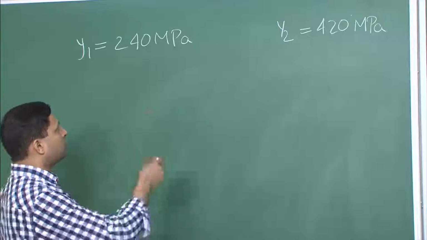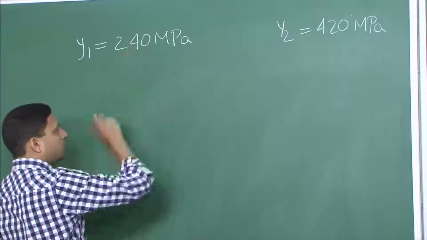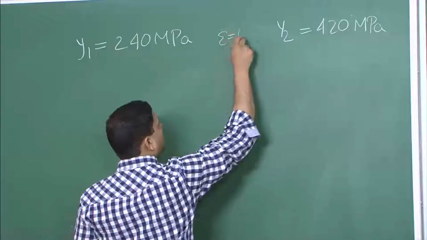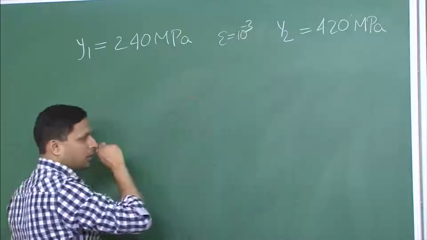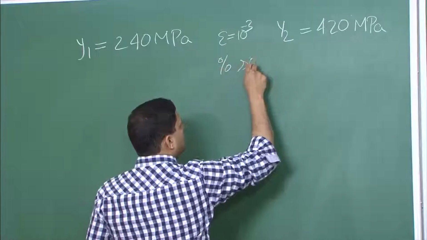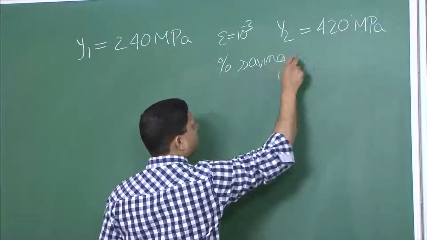In effect, whatever way this yield strength was measured, which was at a strain rate of 10 to the power minus 3, that is what we considered, and we found that weight percent saving was 42.9%.